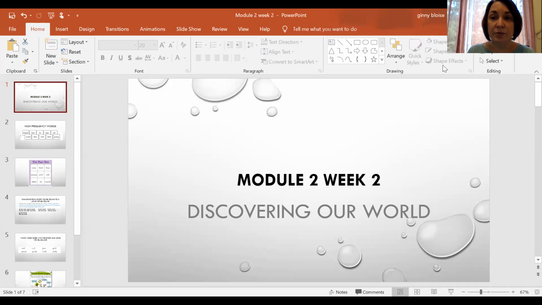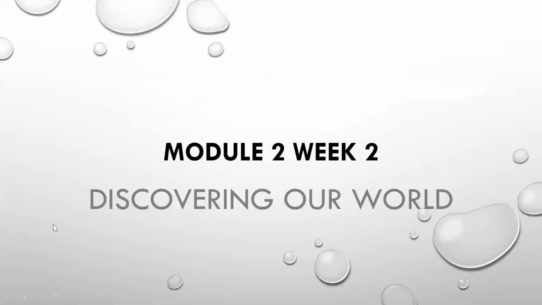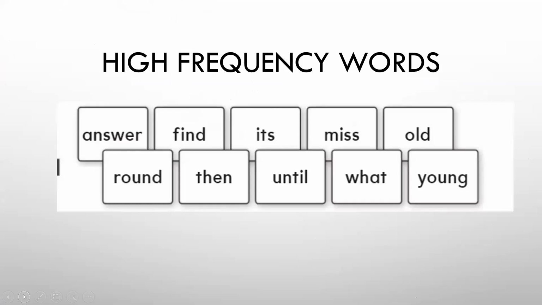All right, so let's see. We are in Module 2, Week 2. We're going to look at our high frequency words. We're not going to cheer them. We're going to look at them, and then we're going to play a game. Now, teachers, this might be a game that you want to do in small group instead of right now. So just keep that in mind. So let's look at our high frequency words. We have answer, find, it's, miss, old, round, then, until, what, and young.